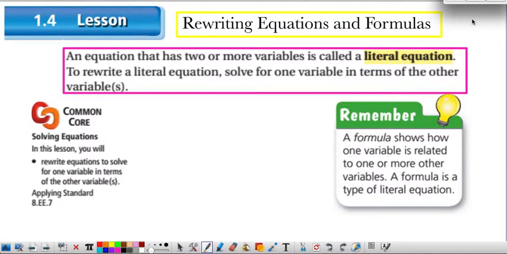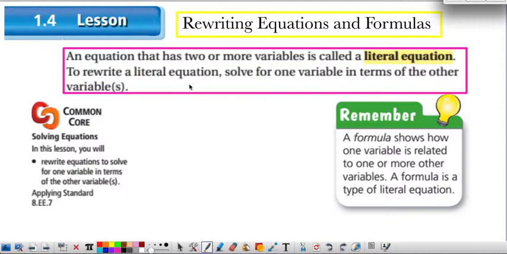This lesson is about rewriting equations and formulas. The first thing we're going to talk about is how an equation that has two or more variables is called a literal equation. The equations we've been working on may have multiple x's throughout them, but that's still considered one variable. So what we're talking about is maybe area equals length times width. So you have the length and the width, those two variables. That's going to be a literal equation.